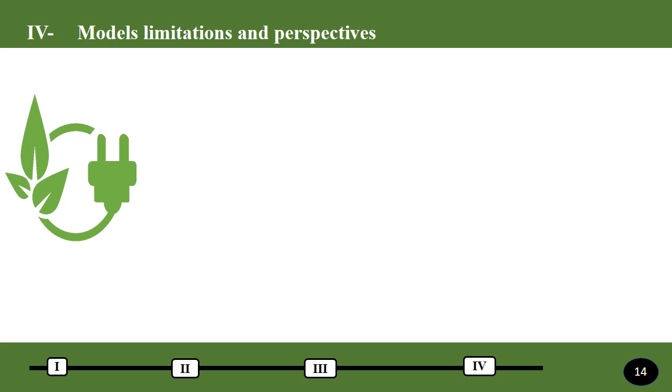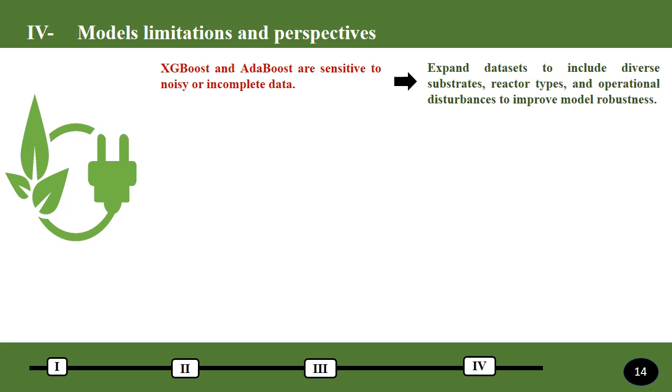So, we observed that the two models showed good accuracy and potential for predicting total ammonia nitrogen concentration. But there are some limitations that we should see in this presentation and some suggested perspectives and future exploration which we are working on. So, the XGBoost model and AdaBoost model are sensitive to noisy or incomplete data. So, it's significant to expand datasets to include diverse substrates, reactor types, and operational disturbances to improve model robustness.